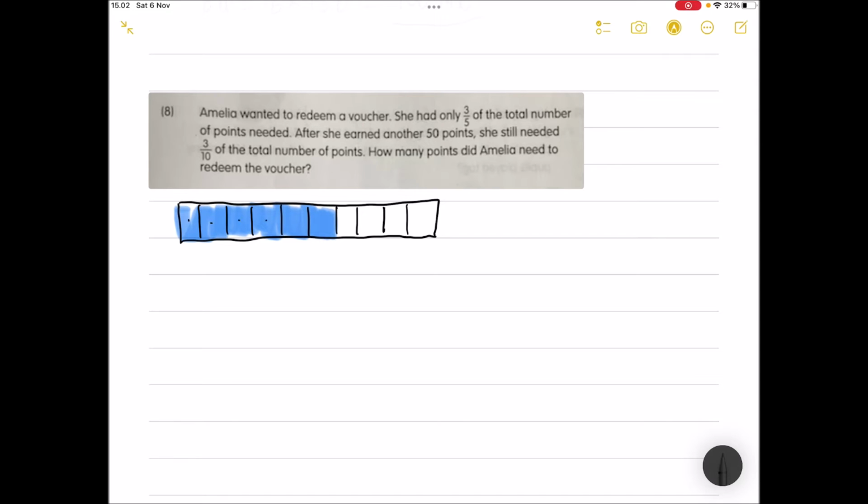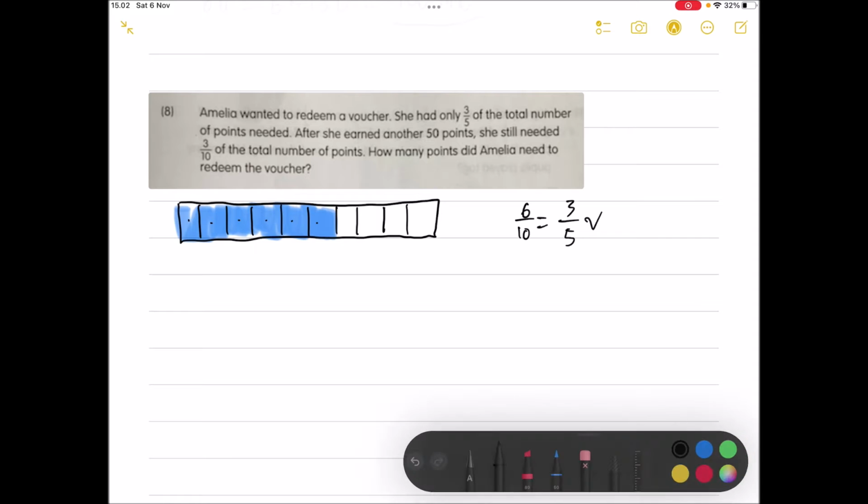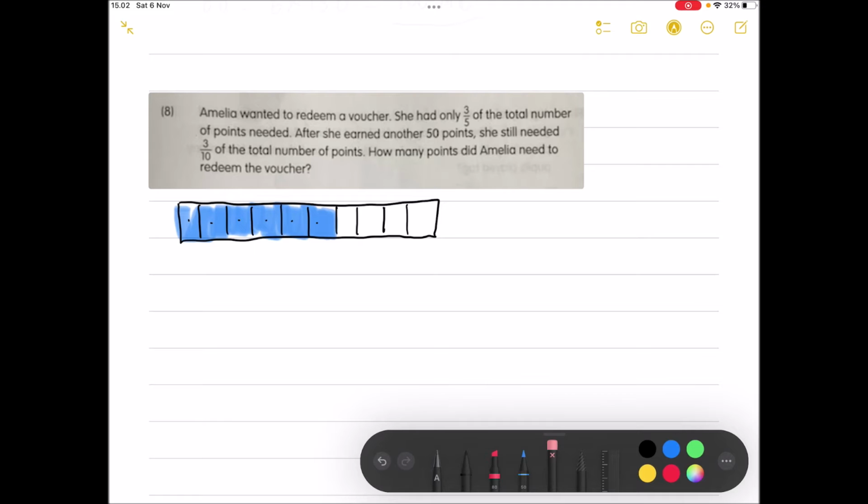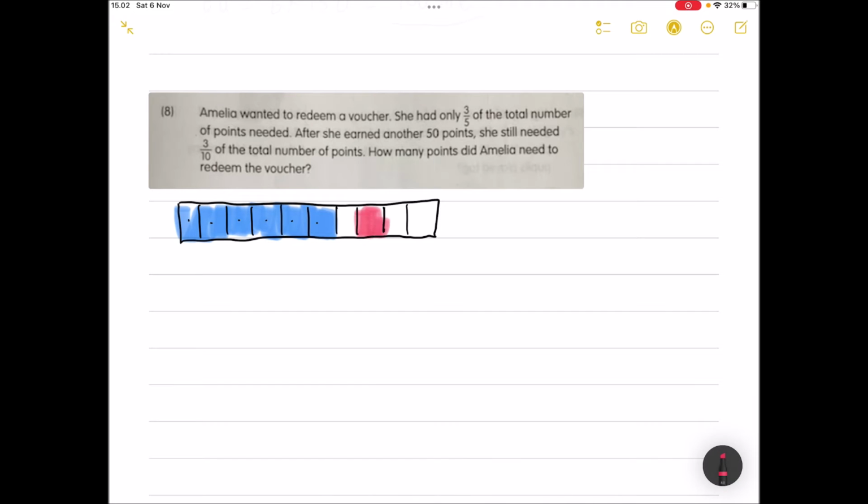1, 2, 3, 4, 5, 6. So she had 6/10, and if you simplify them, it becomes 3/5, which is correct, right? That's why only cutting it will not change the amount of points she needed. Now, after she had 50 points, which we don't know where, she still needs 3/10, which is this one. I will color it in red. This is the part that she still needed.